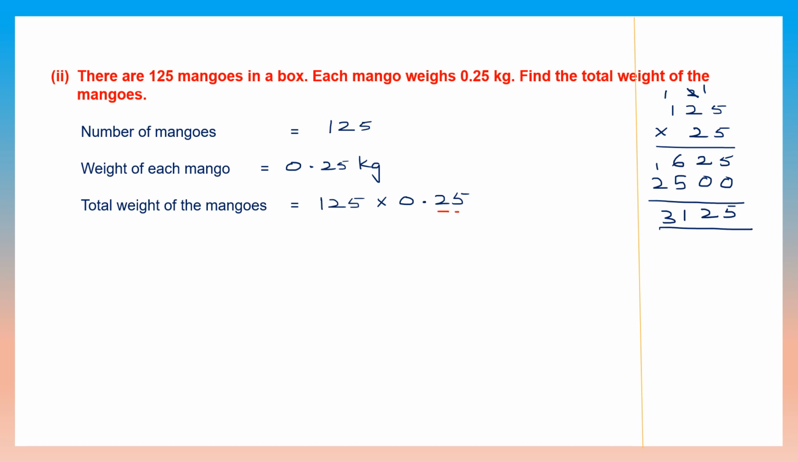In the question there are 2 decimal places. So in the answer also there should be 2 decimal places. So the point comes there. So now the total weight of 125 mangoes is 31.25 kg. So this is our final answer.